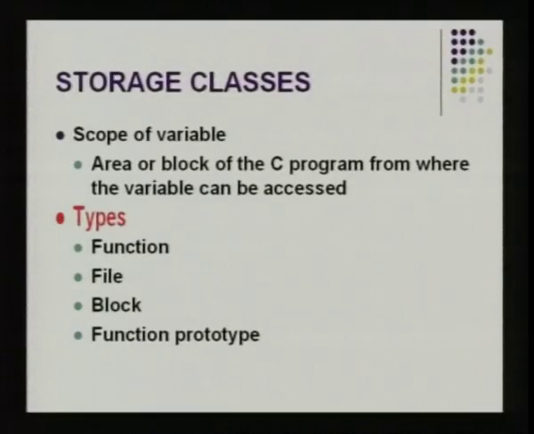Now, the types of scope available in C are function, file, block, which means a subset of the statements, and function prototype. Now, we will see in detail the different types of variables that are used based upon the accessibility defined by the storage classes.